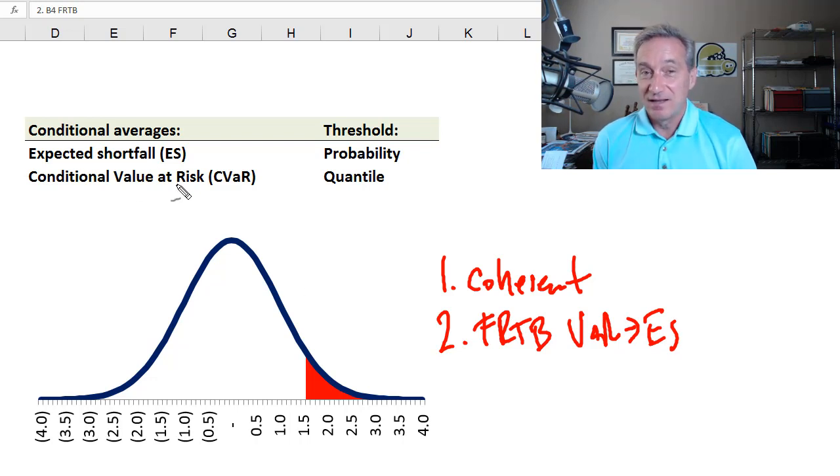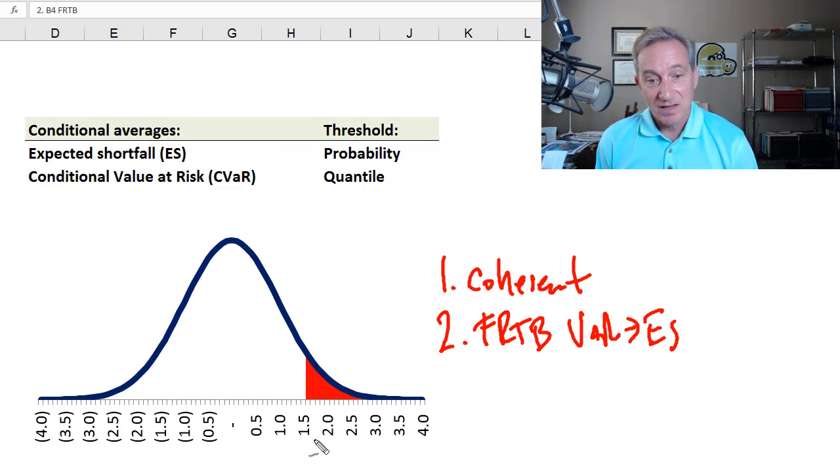So previously, this was perhaps of more academic interest. It is now popular and practical. As a bonus in showing this calculation, I'm going to distinguish expected shortfall from conditional value at risk. Now, I'm aware that they are often used as synonyms. That's understandable because in both cases we're talking about a conditional average.